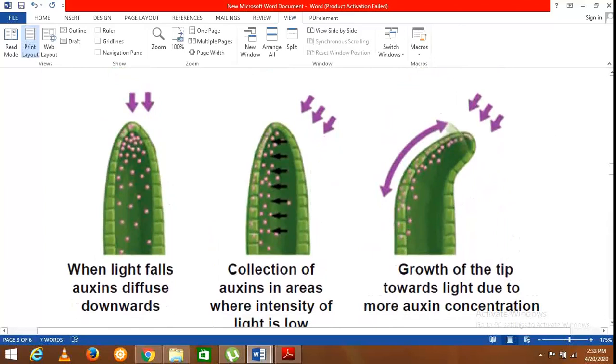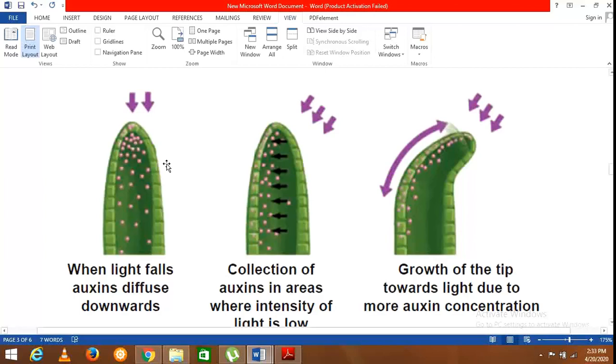So auxins stimulate cell elongation in stem and roots. Cell elongation means the length of the cells is increased due to auxins. That is because auxins increase the rate of increase in length of cells in the shoot apex and the root apex.